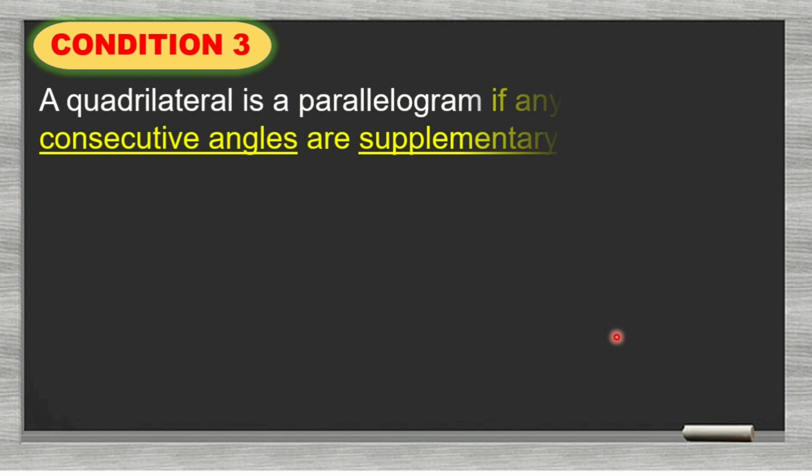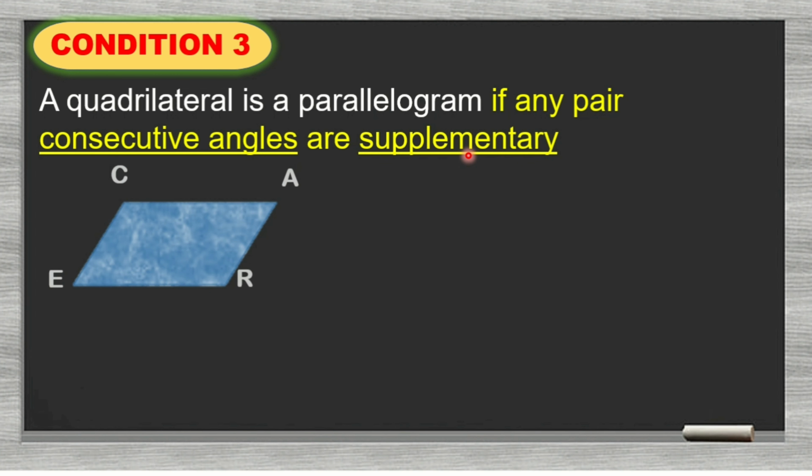Let's proceed to our condition number 3. A quadrilateral is a parallelogram if any pair of consecutive angles are supplementary. So, doon sa previous video natin, na-explain na natin ito na ang consecutive angles ay angles na magkasunod and they are supplementary. So, recall lang natin, kapag sinabi natin supplementary, ito ay yung mga angles na kapag inadd natin, yung sum nila or yung total nila ay 180 degrees. Okay, so let's have an illustration.